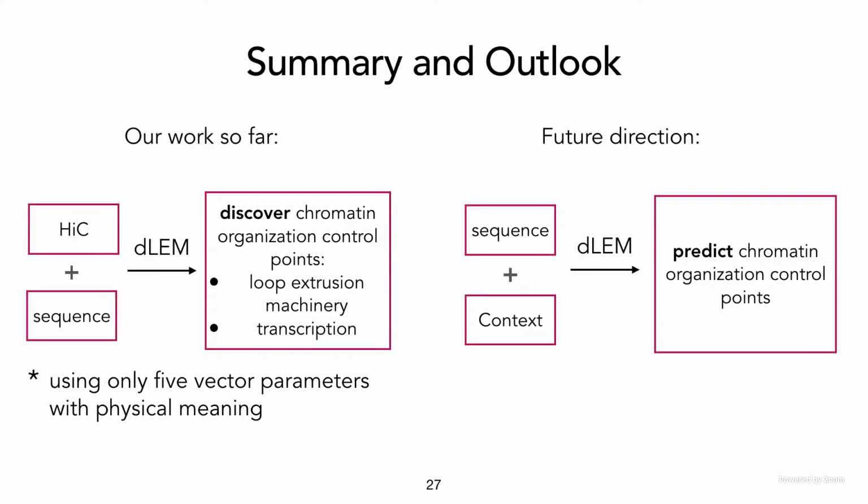We're really in the early stage, but so far I hope that I convinced you that we can actually discover the chromatin organization points, or at least confirm the previously discovered ones, and that we've confirmed that both loop extrusion machinery and transcription affect how the genome is organized in 3D. And we've done that with only 5 vector parameters, which all have physical meaning. So in the future, we hope that we would be able to use our model to use sequence and the experimental context to also predict the chromatin organization points.